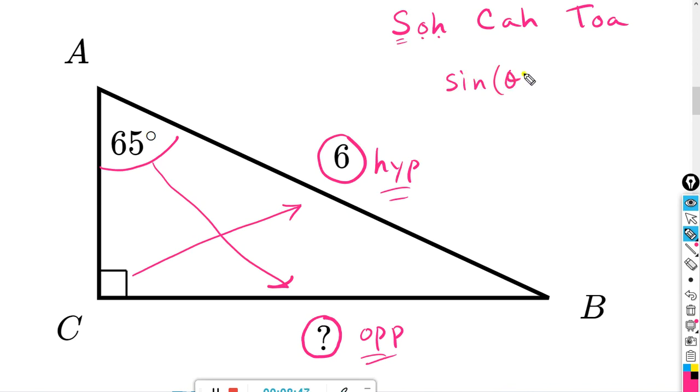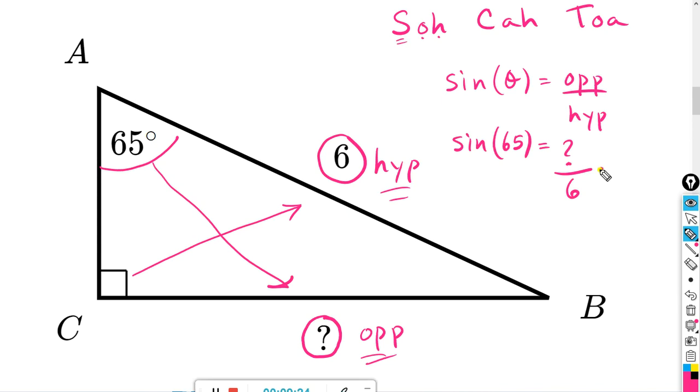So the sine of an angle equals opposite over hypotenuse. The O is opposite, the H is hypotenuse, the S is sine. So the angle is 65 degrees. So that's going to be the sine of 65. Opposite is question mark, and hypotenuse is 6. So we have question mark divided by 6.